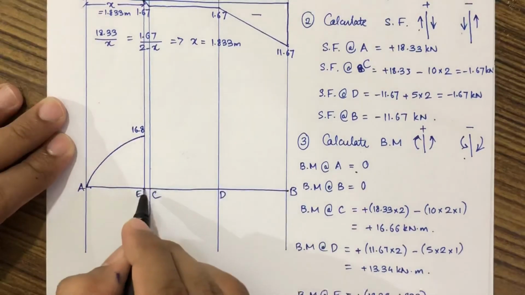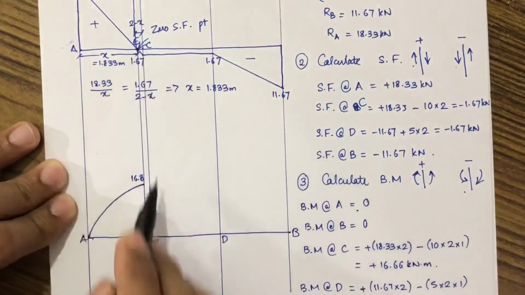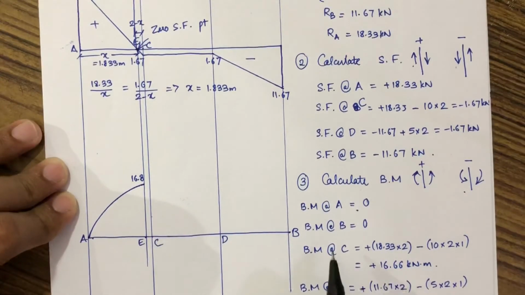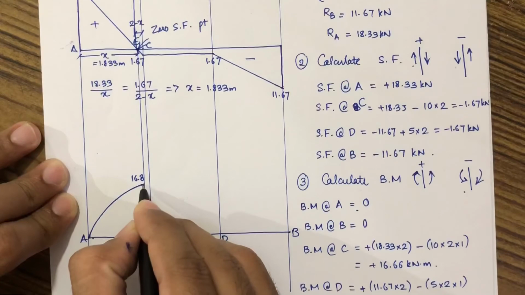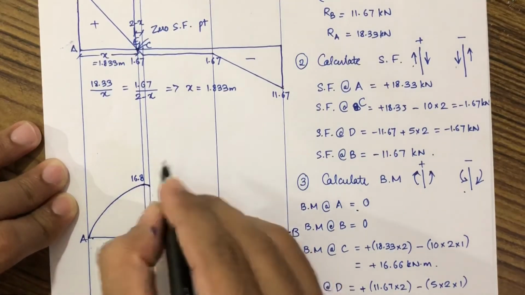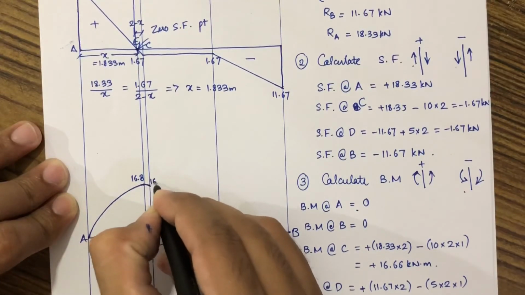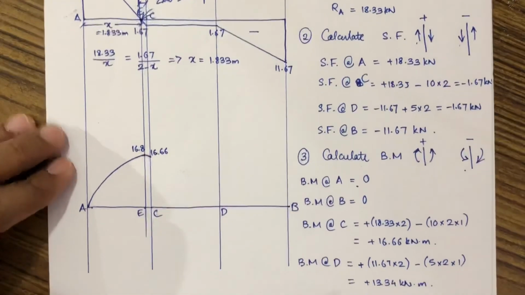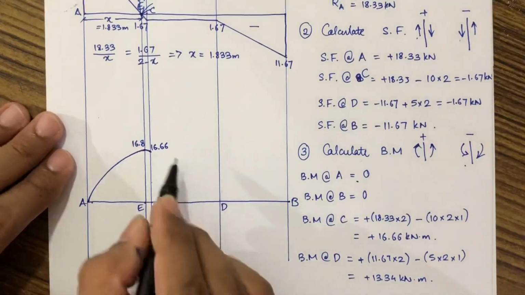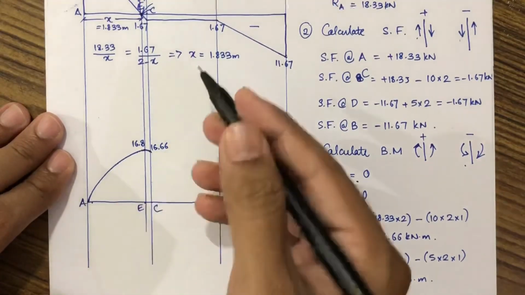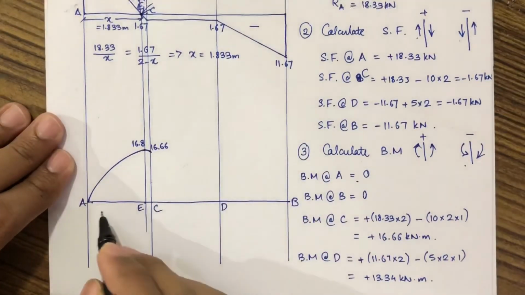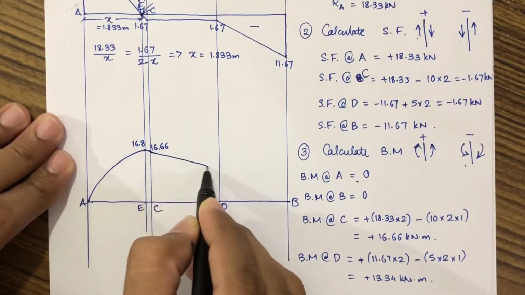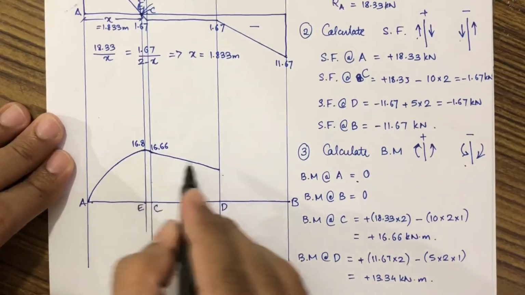This is at E, shear force is 0 over here, so it will be 16.8. And at C it is 16.66. So this will just go down a little, it will go like this. So here it is 16.66. At D it is 13.34. As it is plus, it is upwards. If it would have been minus, it would have gone down. So this will be 13.34. Now this is a straight line.